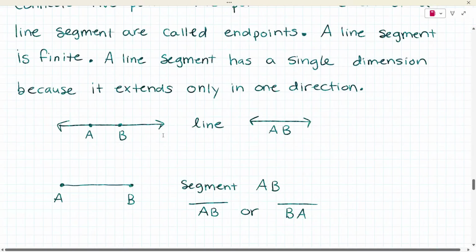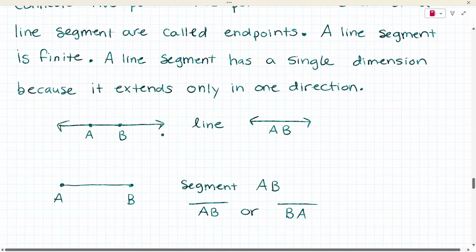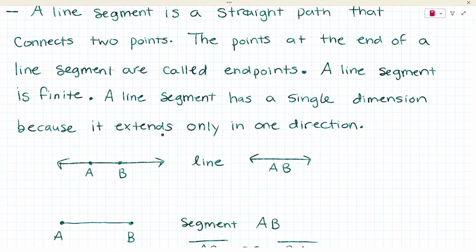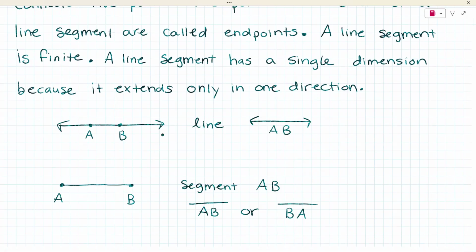So here, let's look at examples. This is line AB, right? And then line segment AB would be represented as a straight line with no arrows. And notice it's finite, so it stops somewhere. In a line, it just keeps on going because of these arrows. So line segment AB would be expressed as this straight line over AB, or you could say line segment BA. So it stops somewhere and there's no arrows. That's the difference between a line segment and a line.